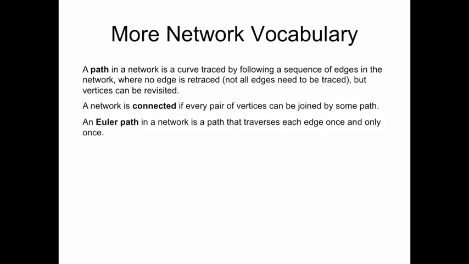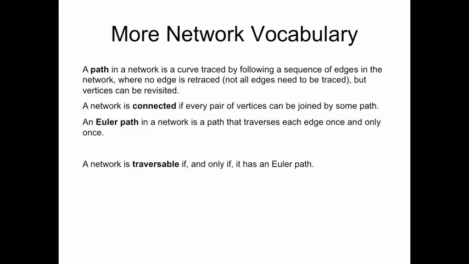A little bit more network vocabulary. A path is simply following a sequence of edges through a network. Okay? We say a network is connected if every pair of vertices can be joined by some path. An Euler path, this is the one we're most interested in, is a path that traverses each edge once and only once. And again, this comes from the question about the Königsberg Bridge.